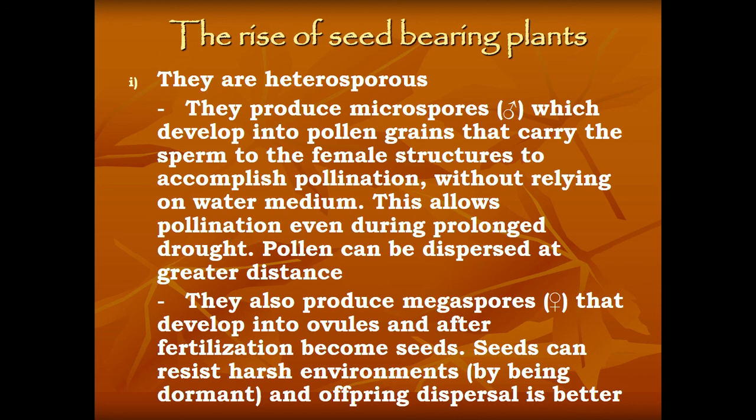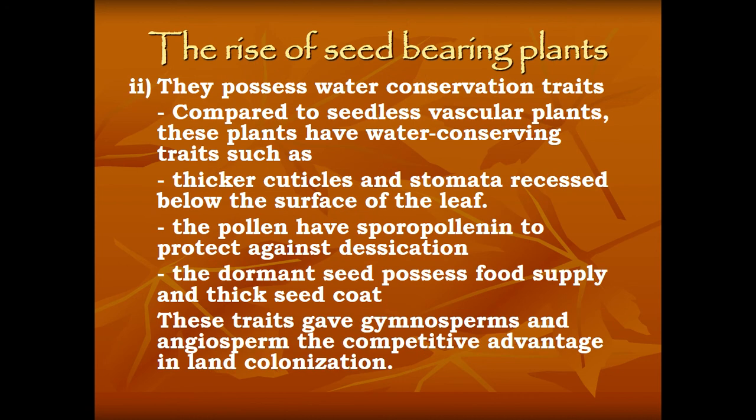And then they also produce megaspores, which are the female gametophyte that will develop into the ovules and produce the ovum. And after fertilization with the sperm from the pollen grain, they will become a seed. And this seed can resist harsh environments by being dormant if the environment is unfavorable, and it will germinate once the environment is favorable. And the offspring dispersal is of course better due to the dispersal agents.